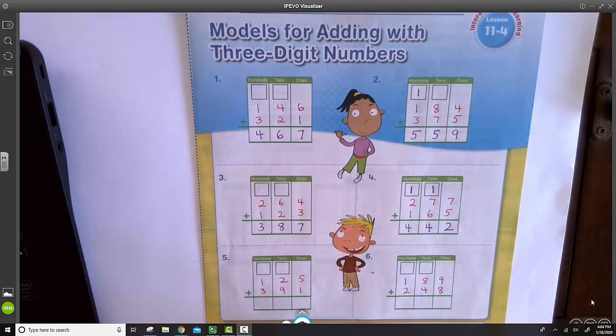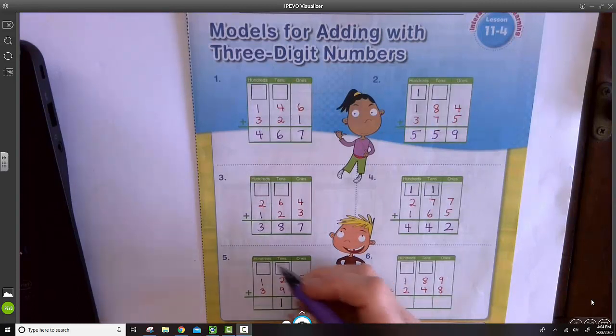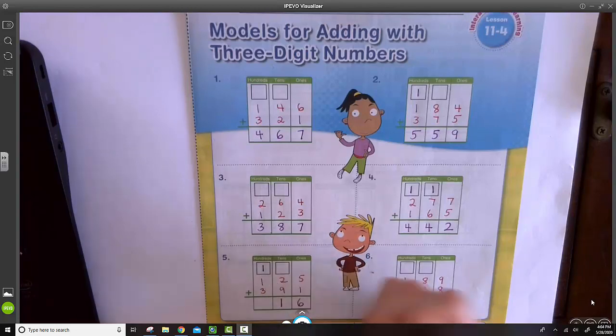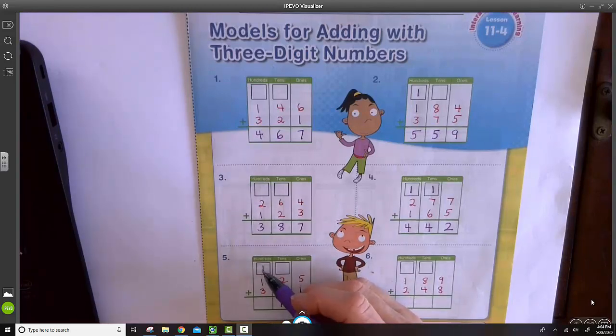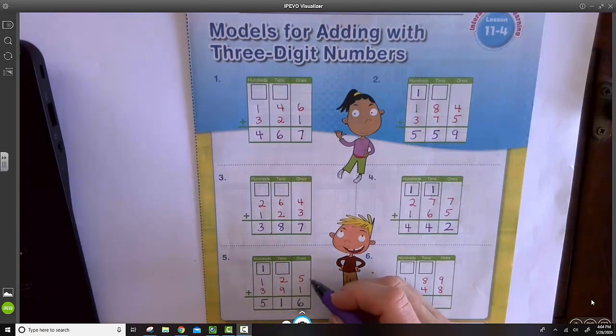Super. Let's continue. Number 5. I see regrouping in the tens, and then of course no regrouping in the hundreds. Let's start. 5 plus 1 is 6. 2 tens plus 9 tens would be 11 tens. Put one of our tens, regroup the other 10 tens, and we're ready to go. 100 plus 100 is 200, plus the 300 would be 500. 125 plus 391 equals 516.